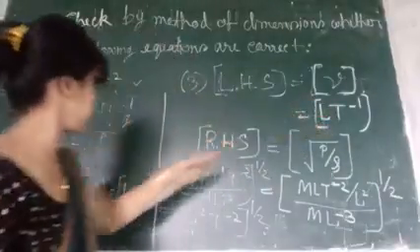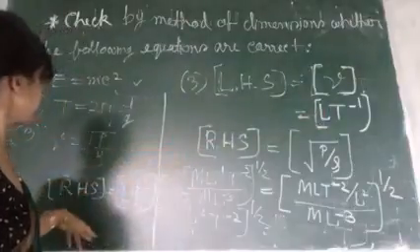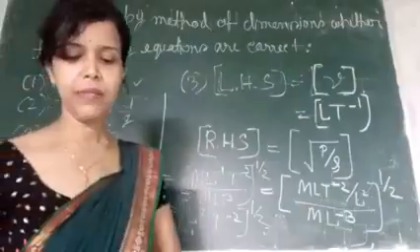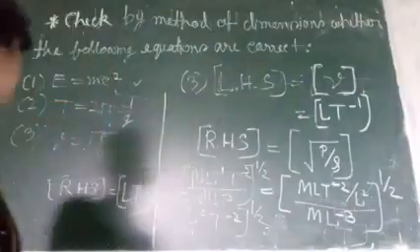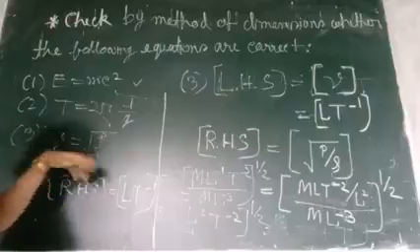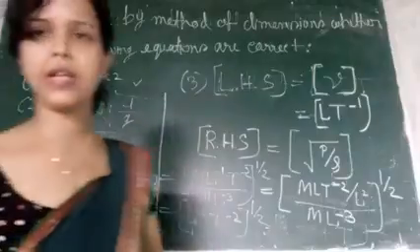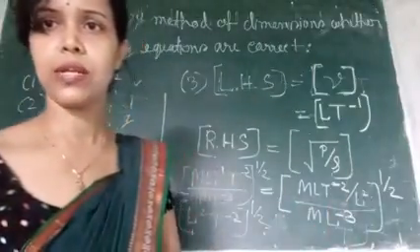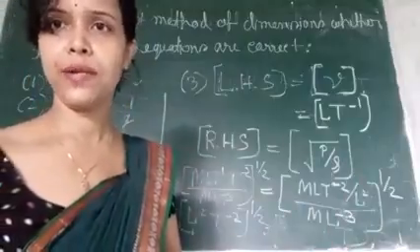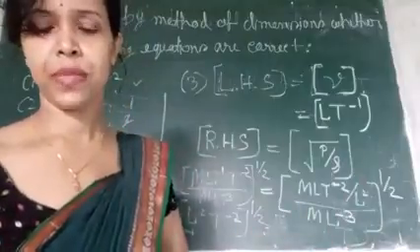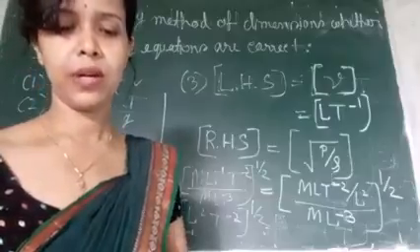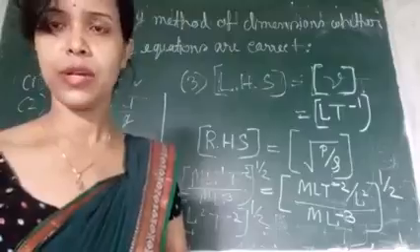That means the left hand side and right hand side dimensional equations are the same. That is why the third equation, v is equal to root over P by rho, is also correct. In this way, by using the dimensional equation or formula, we can check whether a relation is correct or not. So I think you are clear, or if you have any doubt or confusion, you can ask me.